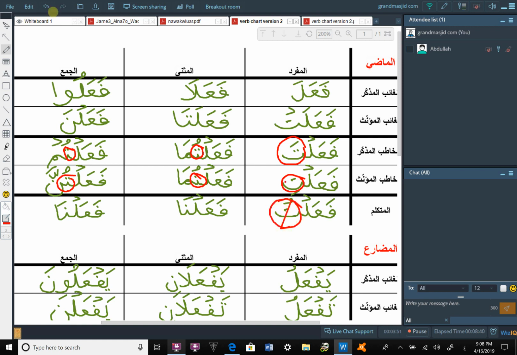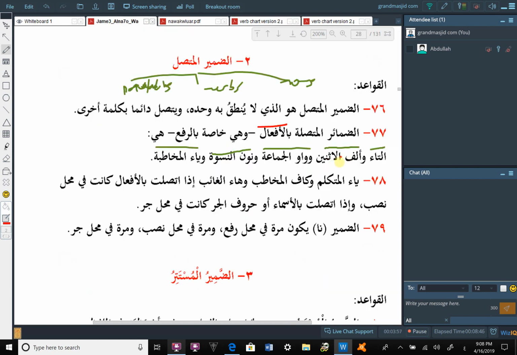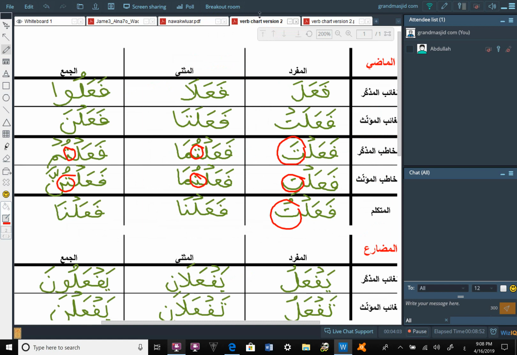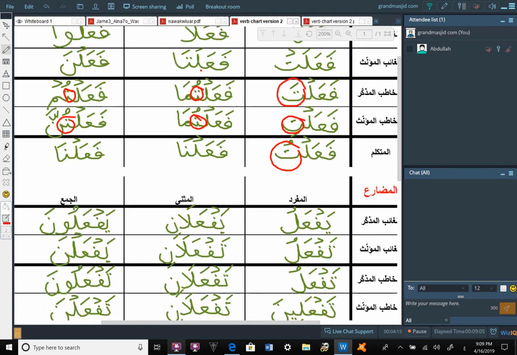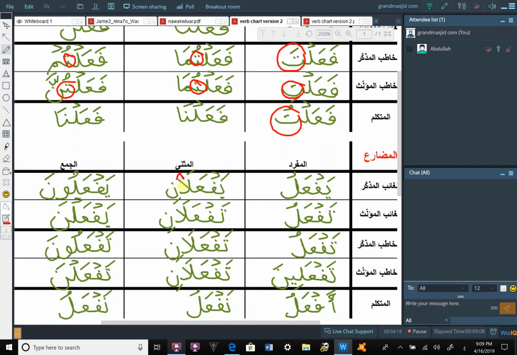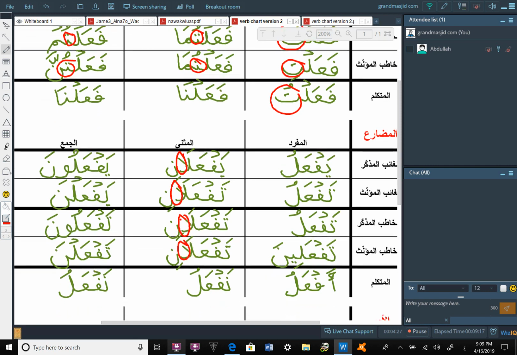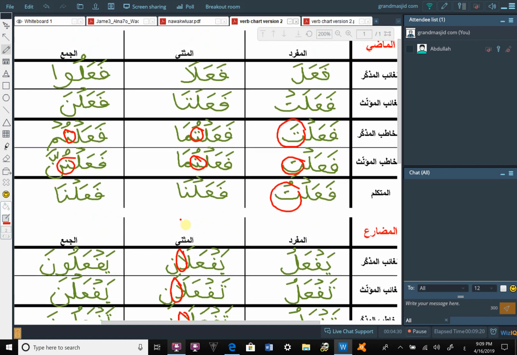So there's your ta. Then you have the alif al-ithnain and the waw al-jama'a. The alif al-ithnain is going to be on the present tense verb, such as in yaf'alani, taf'alani. That's your alif al-ithnain. And they could include these up here, such as fa'ala, fa'alata.